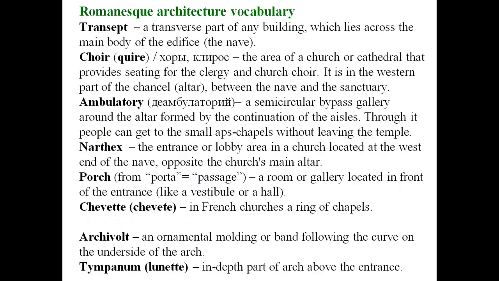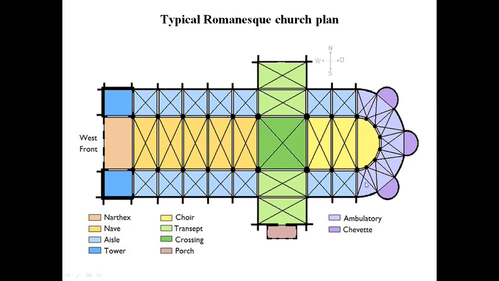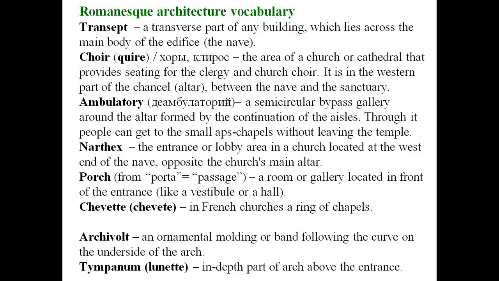Then the next term is ambulatory, a semicircular bypass gallery around the altar formed by the continuation of the aisles. Through it people can get to small apse chapels without leaving the temple. So here is this part. Then the next one is narthex. Narthex, the entrance or lobby area in the church located at the west end of the nave opposite the church's main altar. Porch, from porta, passage, a room or gallery located in front of the entrance like a vestibule or a hall.